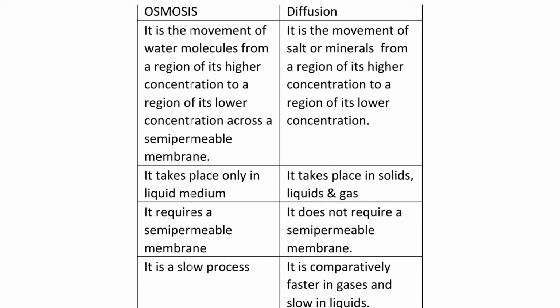Osmosis requires a semi-permeable membrane. Diffusion does not require any semi-permeable membrane. Osmosis is a slow process. Diffusion comparatively is a faster process in gases and slow in liquids.